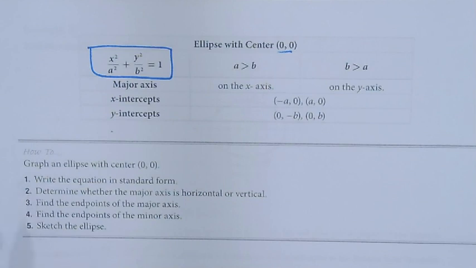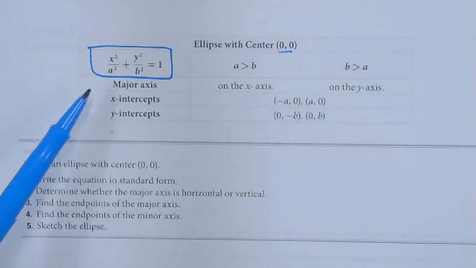So here are the steps to graph an ellipse. We want to write it in standard form, which is this form here, if it's not already. Determine which one is the major axis, the horizontal or the vertical. Find the endpoints of each of the axes, and then you're going to sketch it. So let's look at what some of those problems might look like.